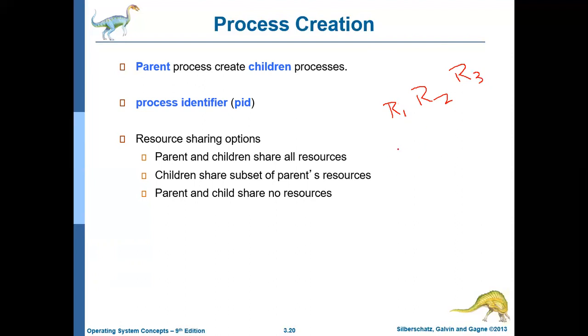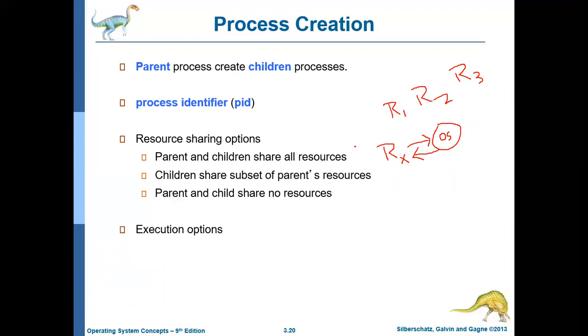The child should request whatever resource it wants. Say the child wants some resource x, then it should place a request to the operating system, and the operating system should check whether the resource is available or not. If the resource is available, then it will provide that resource to the child. So none of the resources will be shared among the parent and the child. That is the third option.